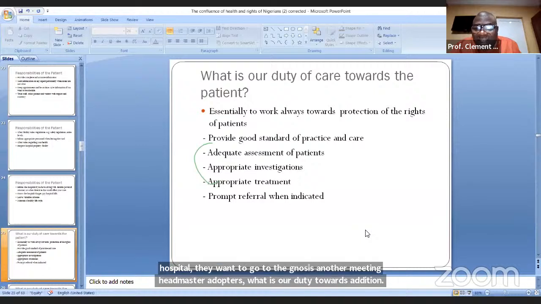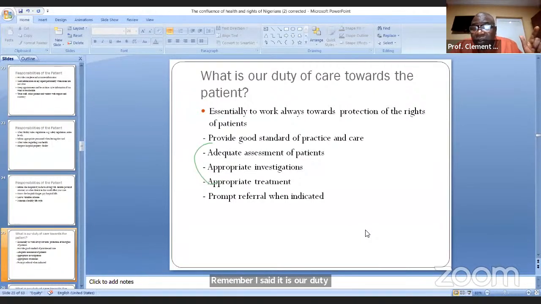Our duty is essentially to work at all times to protect the rights of the patient, which means we should provide an adequate standard of practice and care. We must assess our patients promptly and adequately. We must investigate them adequately. We must give adequate treatment. When it's beyond what we can manage, you must refer immediately.